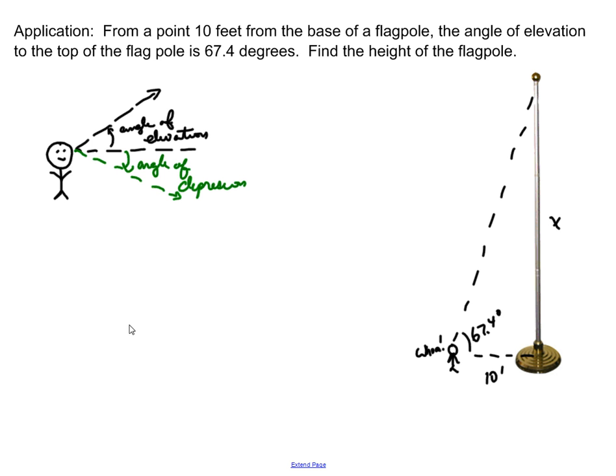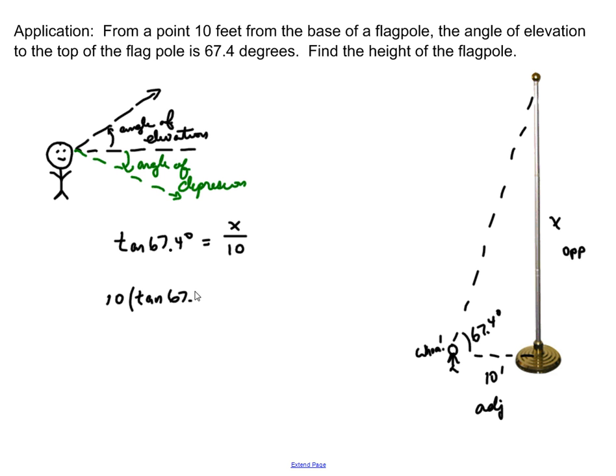This is really nothing more than the problem that we solved before. If we're interested in x, this is the opposite side of our right triangle. Of course, that 10 feet we were given is our adjacent side. Pretty cool. So we can use our ratio again for the tangent. The tangent of 67.4 degrees gives us the opposite side, which I called x, over the adjacent side, which is 10 feet. So whatever we get for the tangent of 67.4 degrees, we're going to multiply that by 10, and we're going to get the height of that flagpole.